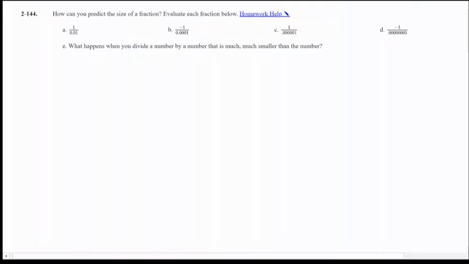How can you predict the size of a fraction? Evaluate each of the fractions below. So there's a couple ways to do this. I think the book gives you a little note that says that you can multiply by like 10 on the top and the bottom until you get a decimal out of the denominator.